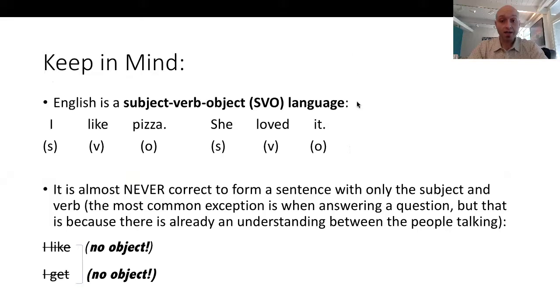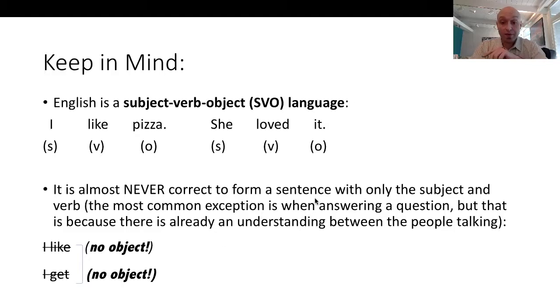Something else to keep in mind is that English is what we call an SVO, or subject, verb, object based language. And that ordering is key. And it is also key that we include all three elements. For example, I like pizza. We have that subject, verb, object. She loved it, subject, verb, object. It's almost never correct to form a sentence, construction, or thought with just a subject and verb, such as I like or I get. We need to have some kind of object following that for the English speaker to get the proper context and know what you're talking about.